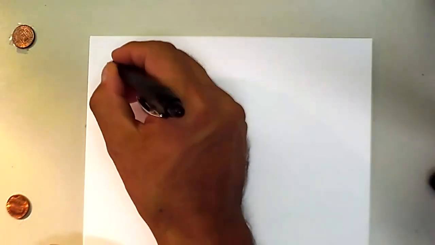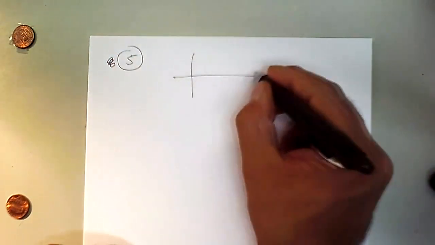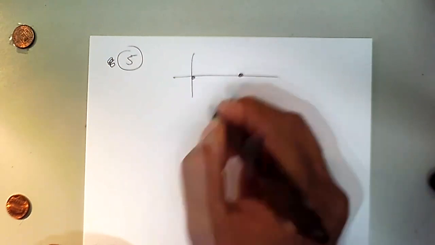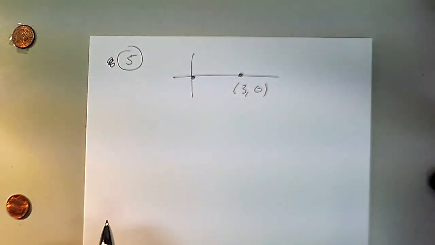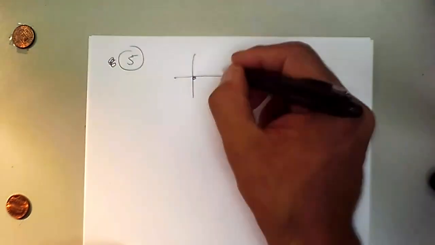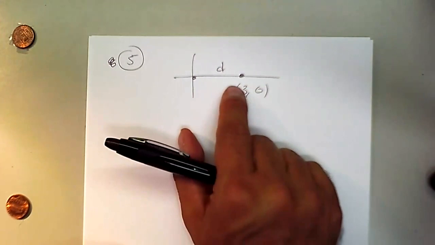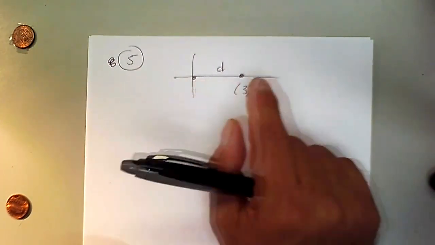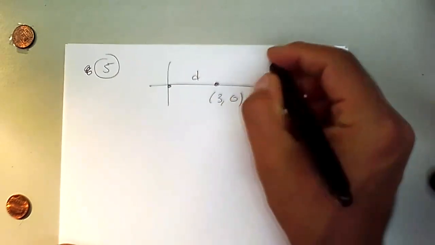Oh, one more quick thing. Example 6, number 5. Say we want to find the distance from the origin to a point, and let's say this point is 3, 0. Well, the distance is going to be, of course, 3. That's very straightforward. It's almost too easy. And the formula still holds. The formula of squaring this guy and squaring that guy holds.